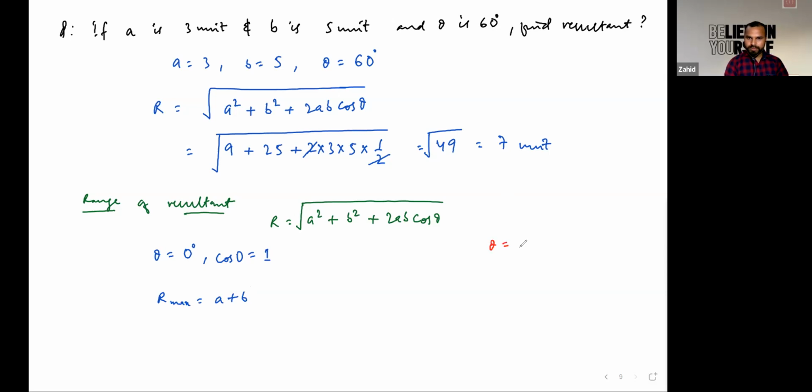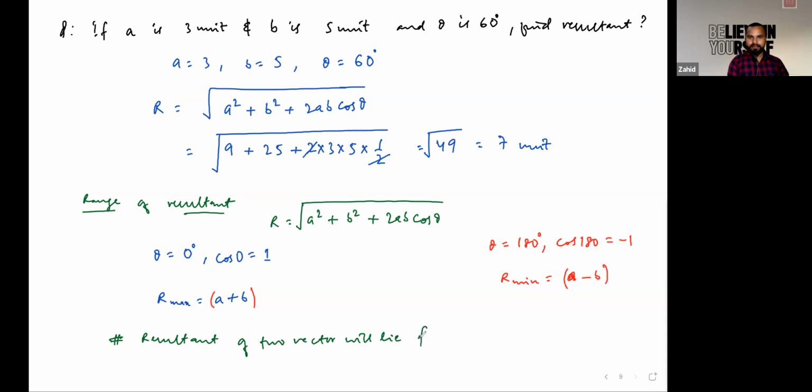Now, if you put theta equal to 180 degrees, cos of 180 degrees will be minus 1. So if you put this term in this part, you will get the resultant minimum as A minus B. So from this, you will conclude that the resultant of any two vectors lies from this part to this part. So you will say the resultant of two vectors will lie from A minus B to A plus B.